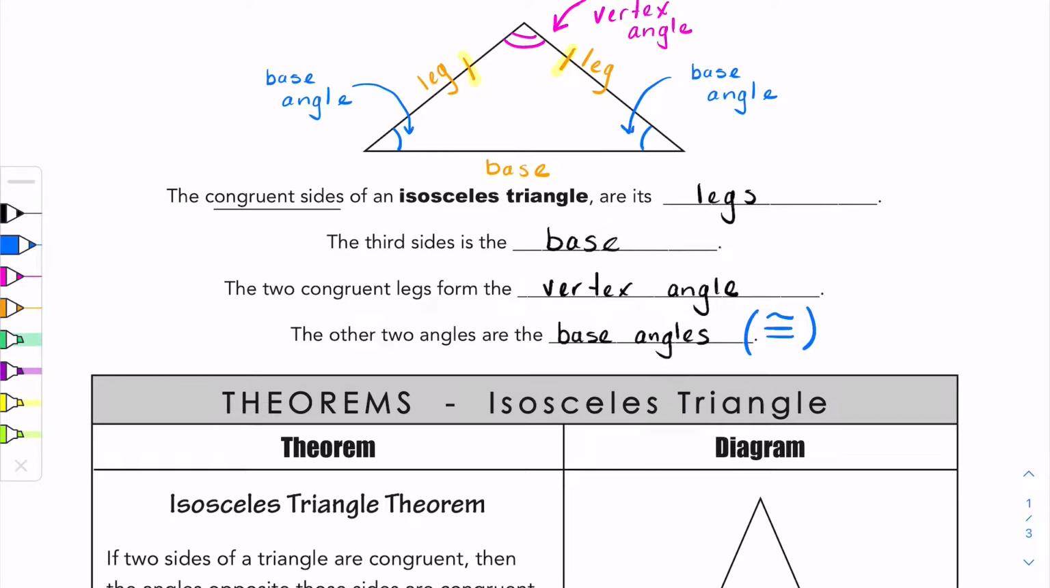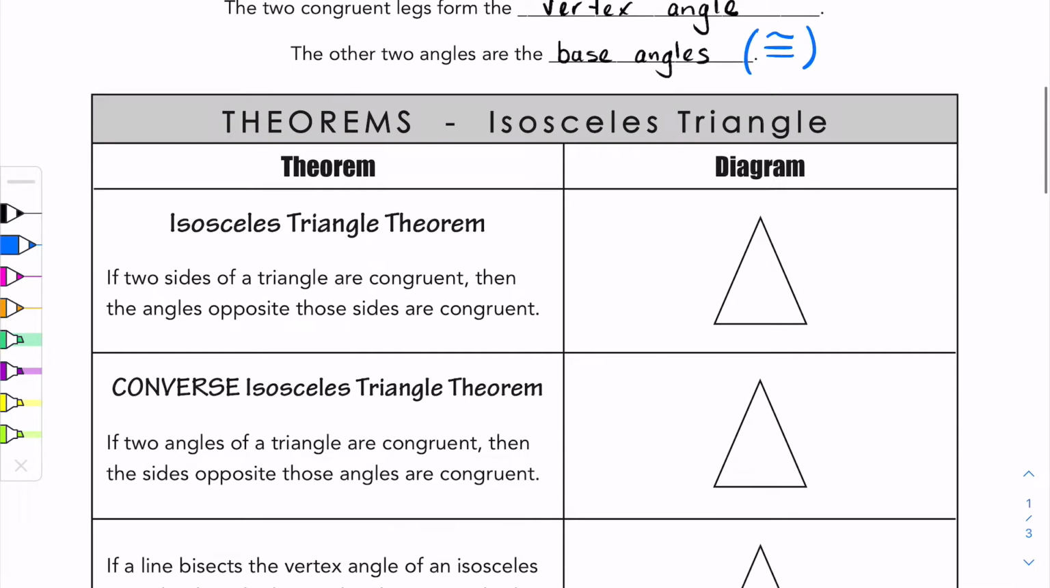There's a few theorems that we're going to go through. The first theorem is the isosceles triangle theorem. This states that if two sides of a triangle are congruent, then the angles opposite those sides are congruent. So if we have this side and this side congruent, then we automatically know that the angles across from those congruent sides are also congruent.